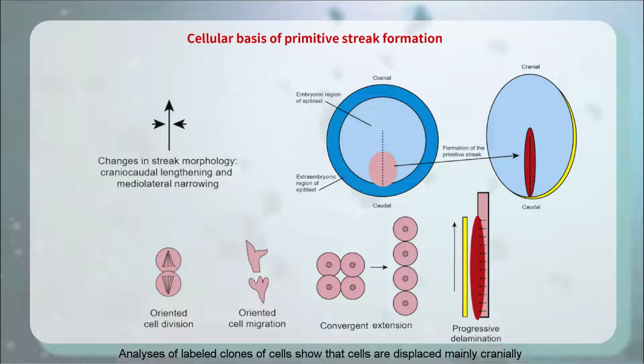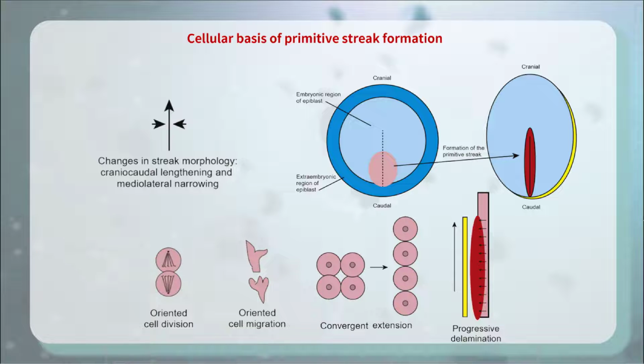Analysis of labeled clones of cells shows that cells are displaced mainly cranially as they undergo division, suggesting that their division plane is preferentially oriented in the medial-lateral plane, so that daughters are displaced cranially. As extraembryonic endoderm migrates cranially, progressively more cranial epiblast cells along the midline are induced to delaminate, extending the cranial end of the primitive streak more cranially.